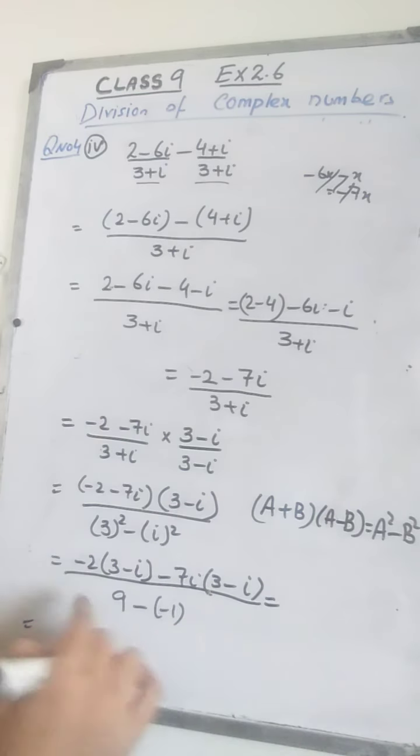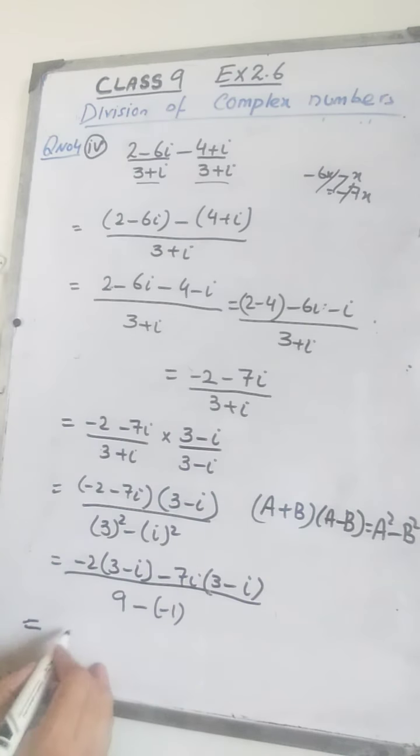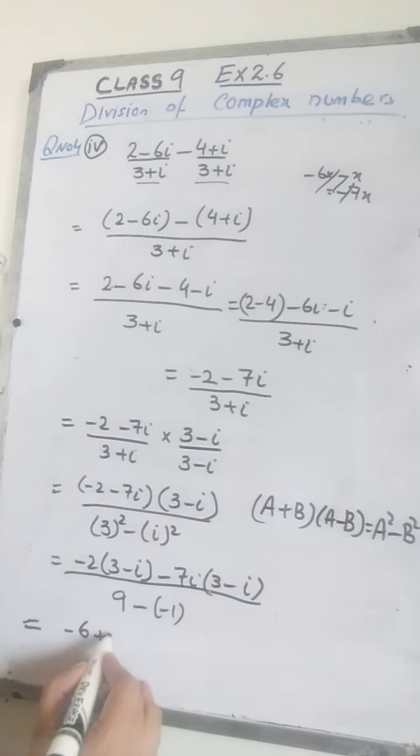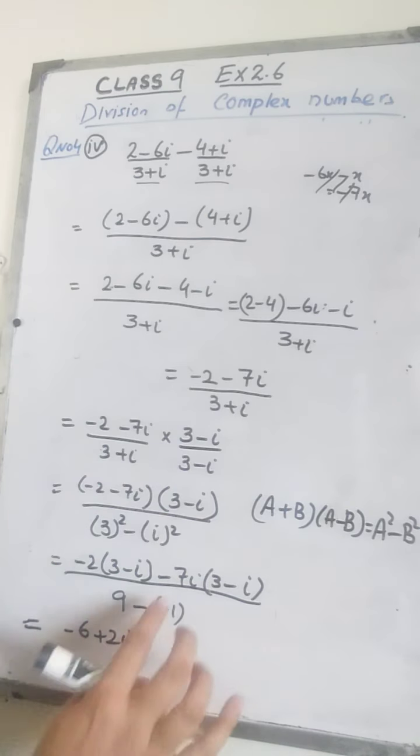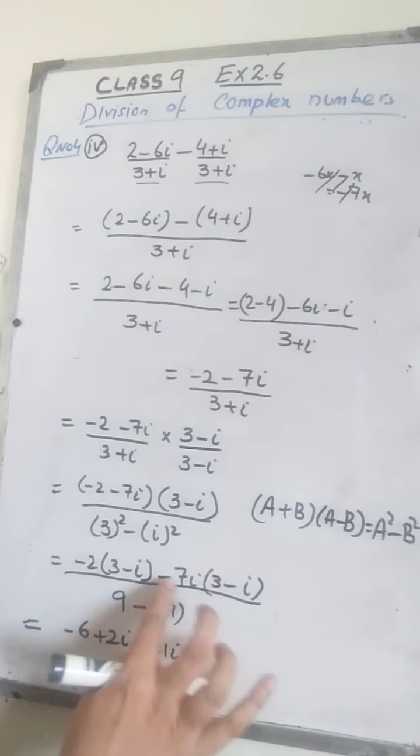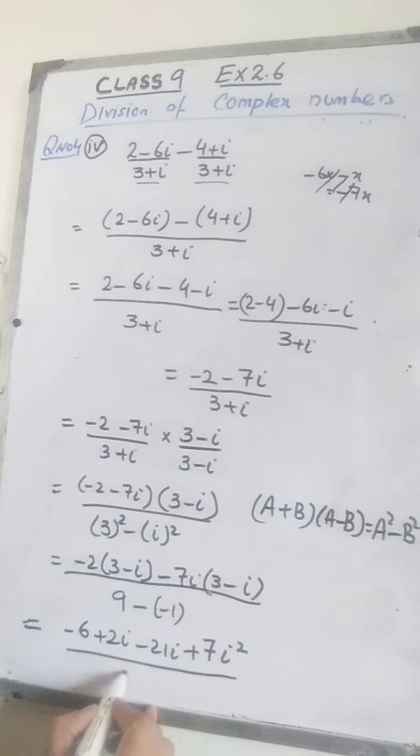So here, what we are going to get: negative 2 into 3 will be negative 6, negative 2 into negative iota will be plus 2 iota, negative 7 into plus 3 will be negative 21 iota, and negative 7 into negative iota will be plus 7 iota square. And the denominator will be 9 plus 1, which is equal to 10.